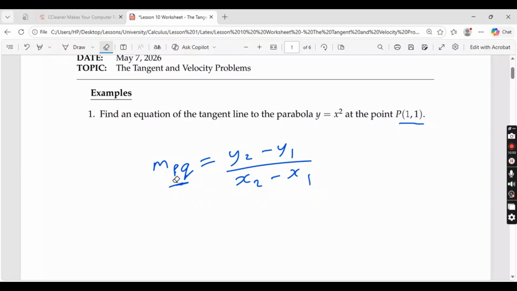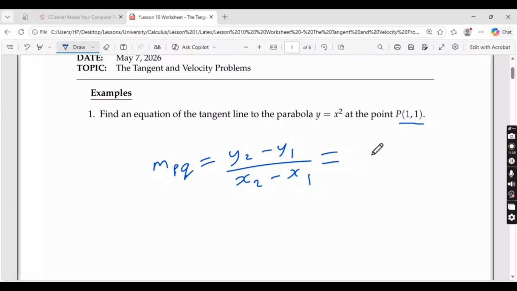Well, then M of P. Okay, let's just leave it like that. I think it's something minor, I don't think it is critical. Okay, so what do we do next?